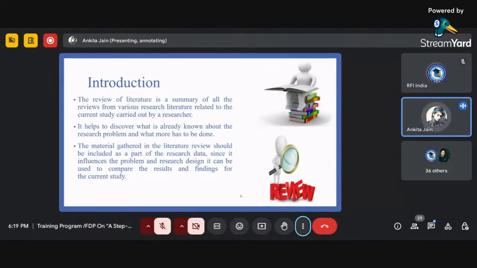As I have mentioned, the results and interpretation chapter comes after research methodology. After that, there is one chapter, findings and discussion. When it comes to discussion, we have to see what the previous studies are saying and what the current study is saying. So we have to discuss and compare the results.